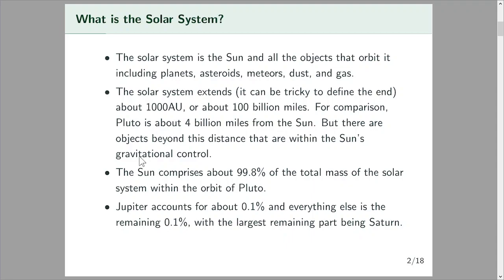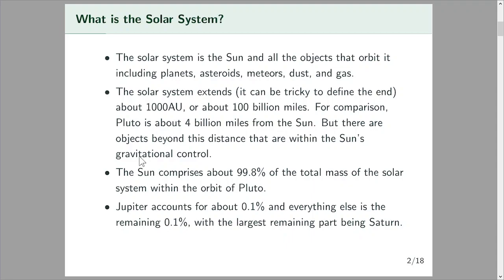So the solar system is basically the sun and all the objects that orbit it, including planets, asteroids, meteors, dust, and gas. Where it ends is a complicated question because it's kind of like asking where the atmosphere ends. The atmosphere just gets thinner and thinner as it goes up, and so it's hard to define an ending spot. And so sometimes they'll say, well, just out to the end of Neptune. We'll talk about that as the solar system. But in fact, you can go way past that.